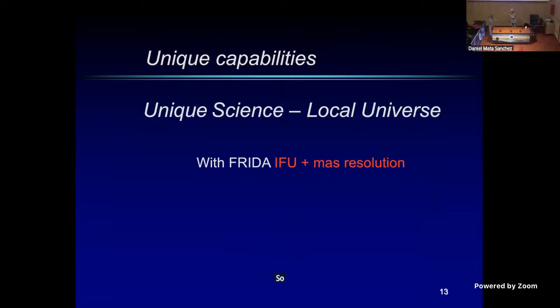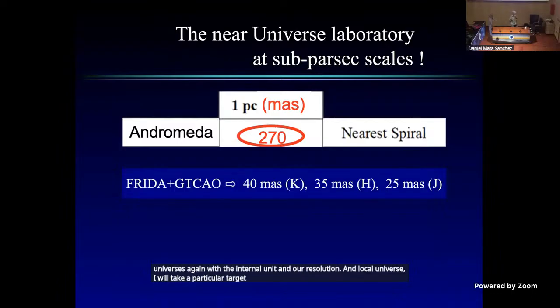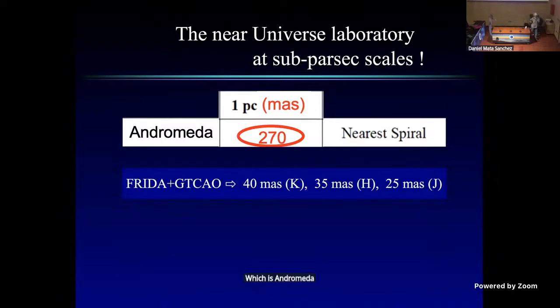So I want to jump now to outside the galaxy and go to the local universe. And in that case, what we are going to profit from a lot in the local universe is again the integral unit and our angular resolution. In the local universe, I will take a particular target, which is Andromeda, because it's our closest, our nearest. And one milliarcsecond in Andromeda implies 270 years.